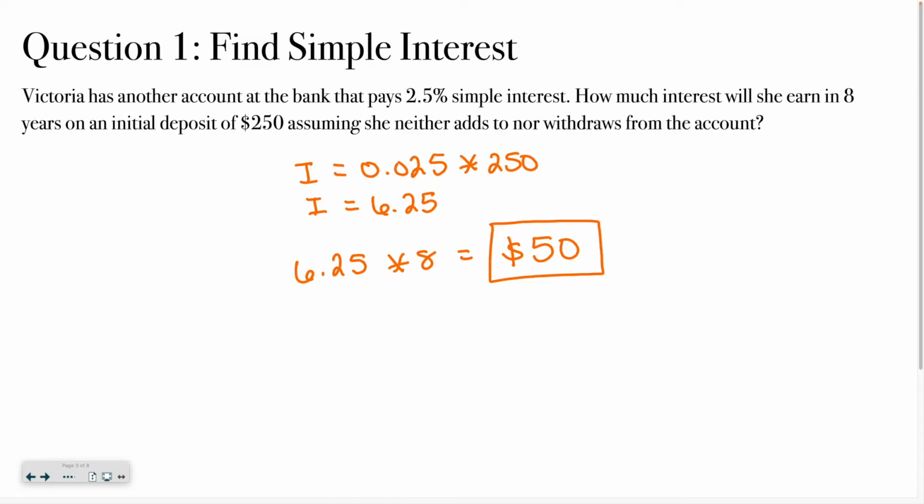All right, when you solved that problem, hopefully you figured out that she earned $6.25 per year in interest, and then multiplied that by 8 to get a total of $50 of interest over the 8 years. If you didn't get that, and my explanation didn't make sense, please reach out for some help. I'm happy to help you.